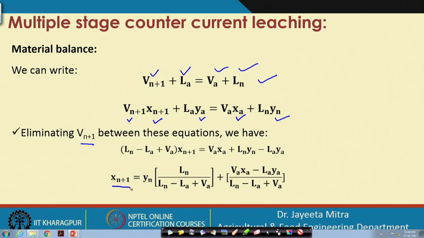get x n plus 1, that is the concentration of solute in the overflow stream, or we can consider this as a solvent entry for the other one. So, this can be defined by this equation, where y n into third bracket L n divided by L n minus L A plus V A x A minus L A y A. So, A stands for the first and x n plus 1 stands for the last stage or nth stage.